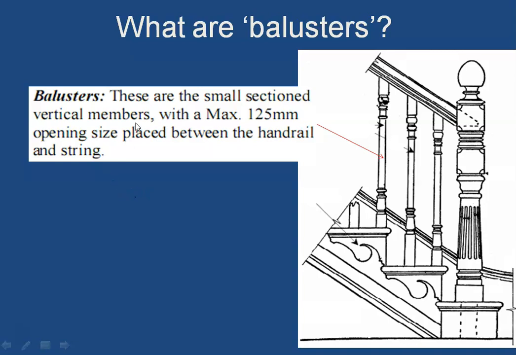Now what are balusters? These are small vertical members with a spacing of maximum 125 between them, which are used to support the handrail. So the handrail is supported by these vertical members. These are called the balusters.